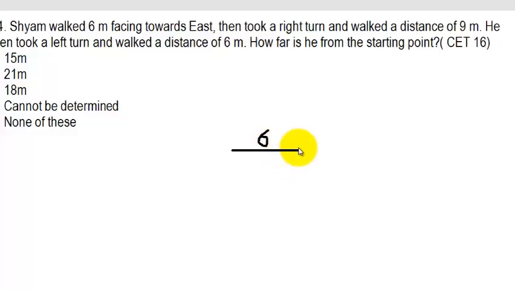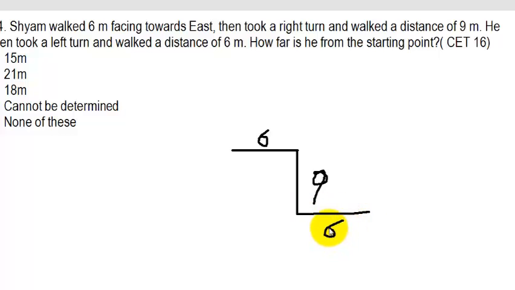When you are moving on the east side, which will be your right? Right is going to be the downward side. Then he took a right turn and walked a distance of 9 meters. So he is currently on the south side. He then took a left turn and walked a distance of 6 meters. When you are in the south, your left will be this side, your right will be this side. He took a left turn and walked a distance of again 6 meters.